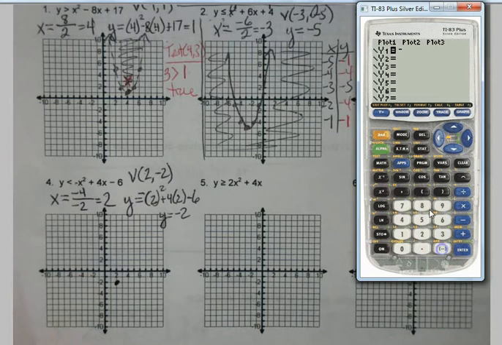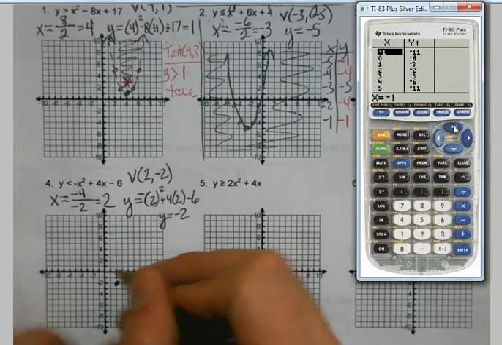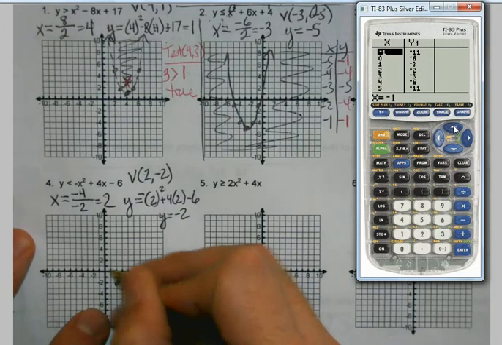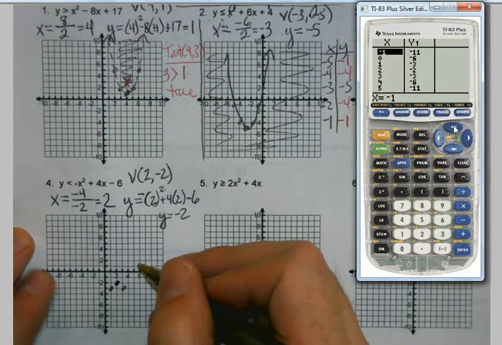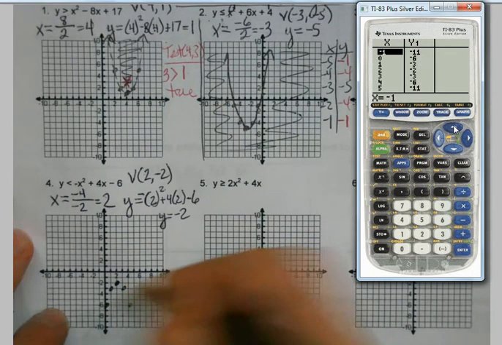So let's see here. So negative x squared plus 4x minus 6. Let's see if I got my vertex right here. Looking good. See my symmetry. I'm like, okay, so 2, negative 2, 3, negative 3, and that's a good sign too. I see it's opening downward, so I'm not worried I put something in wrong.